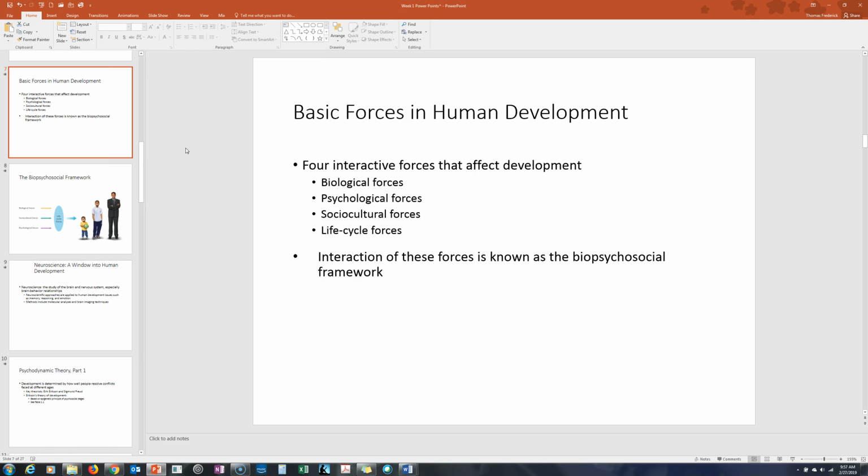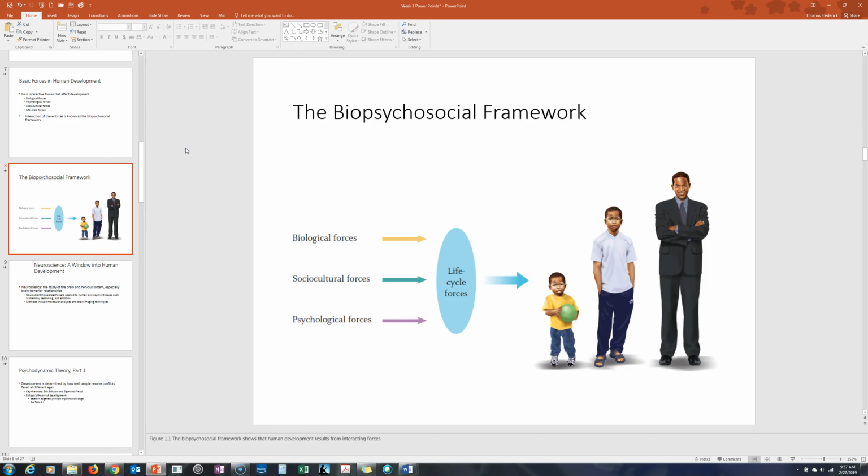And so, as we're progressing through this class, just keep in the back of your mind that we might be focusing specifically on cognitive development, but there are lots of biological, sociocultural, and life cycle factors influencing what we're saying about cognitive development. And so we can all see how these factors inform the life cycle forces that result in how people change over the course of their lives.